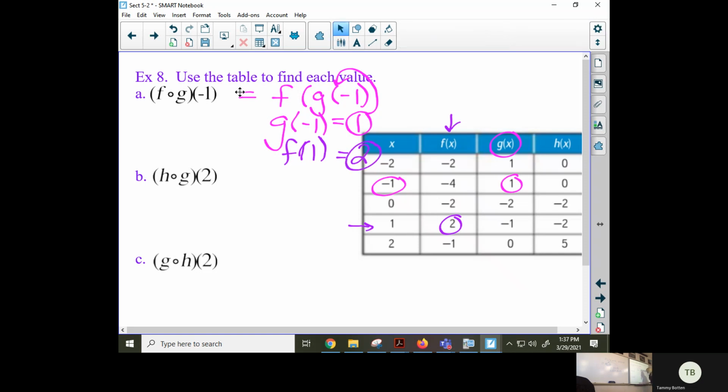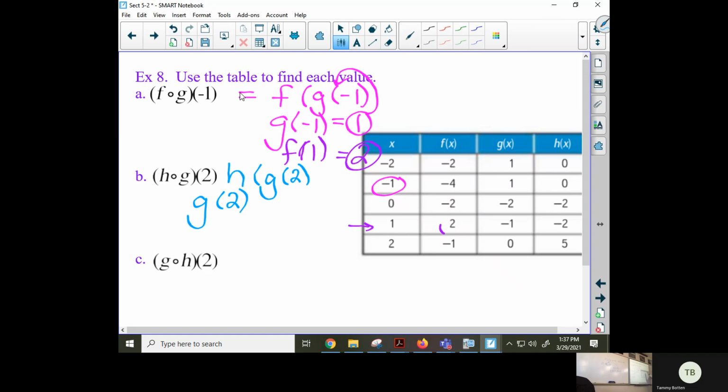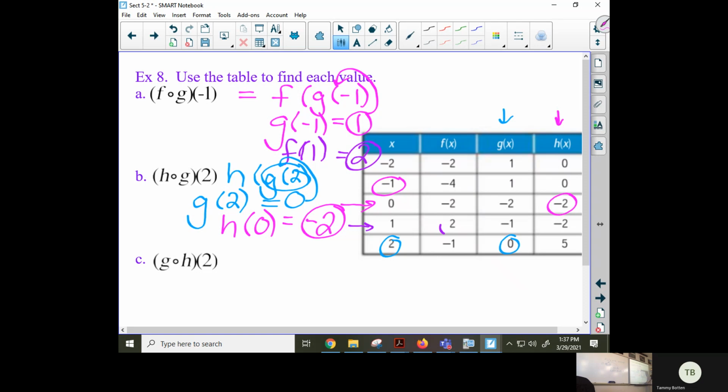Now if we go to our next one here, it's h of g of 2. So we'd start with g of 2. Go over here, find your g. The 2 is your x. G of 2 is 0. That 0 then goes in and replaces g of 2. So we would do h of 0. So go to your h, go to where x is 0, come across, and it would be -2.